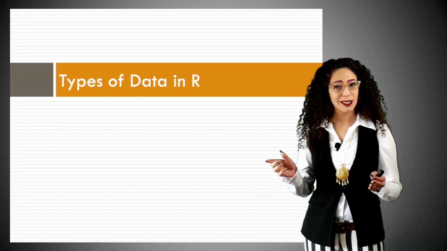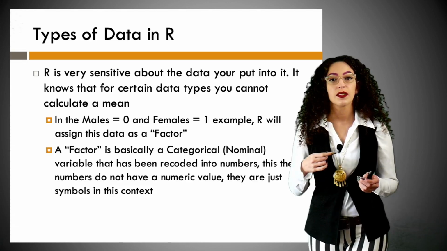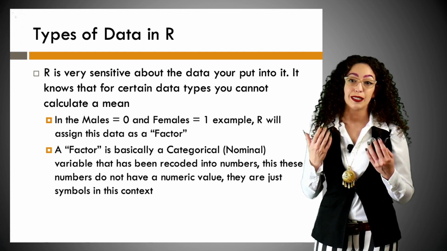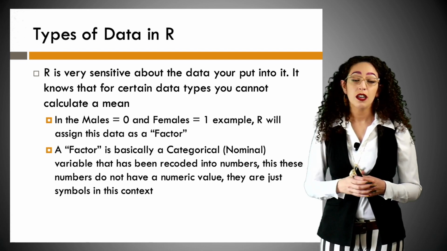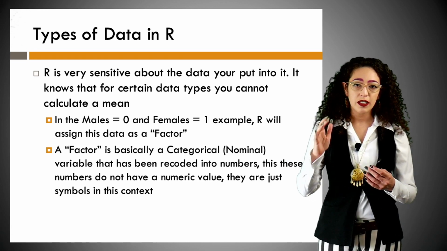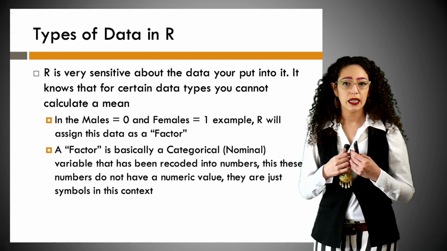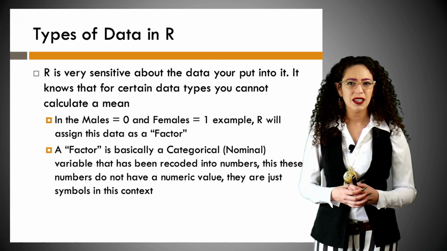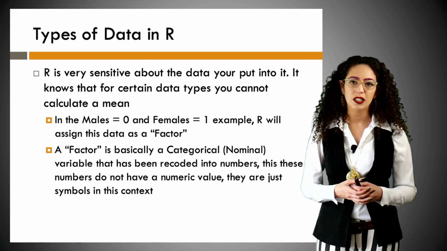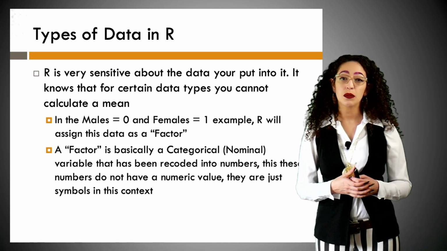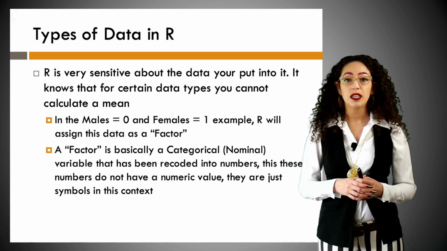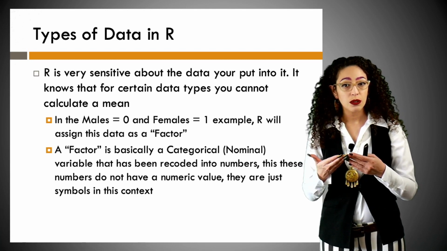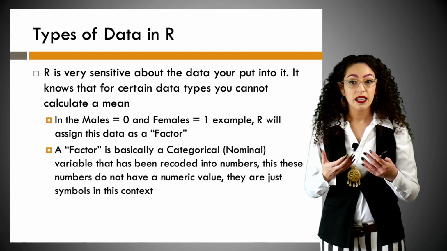And now, as promised, we're going to cover some of this in R. R is sensitive about the data that you put into it, and it knows that you can't run certain statistical operations on certain types of data. For example, if I had a whole column of male, female, male, male, female, female, female, and I said, calculate the average, R would throw back an error, because how would you get an average of male, female in this situation? Even if I were to code them into zeros and ones, if we do it correctly, these will be coded as factors. And factors are basically categorical or nominal types of variables that have been recoded in some sort of way.